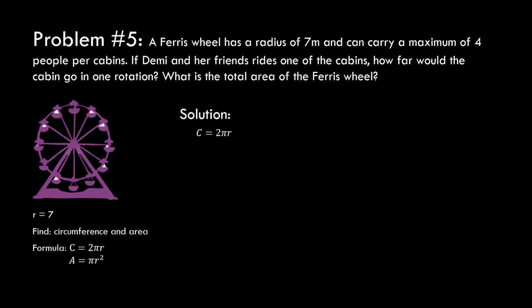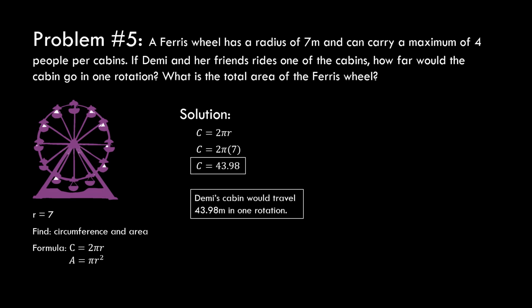First, we're going to find the circumference. So we are going to substitute the value of r, which is 7. Multiply that by 2 pi, we're going to get the circumference of 43.98. So Demi's cabin would travel 43.98 meters in one rotation. Simple, right? Easy.